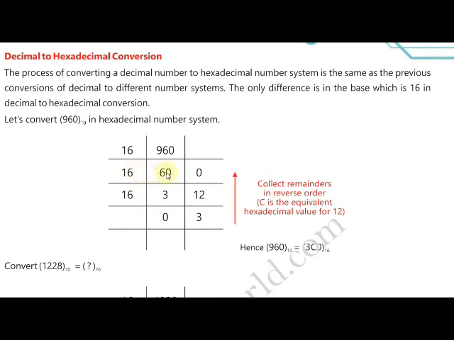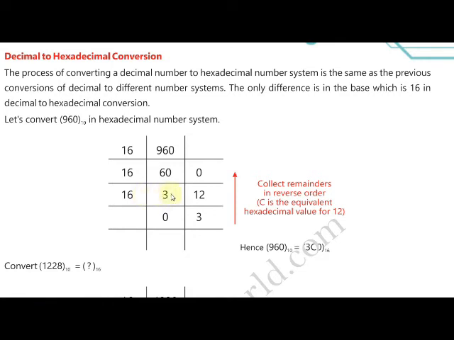So what is the quotient? 60. And what is our divisor? That is 16. 60 divided by 16, what will be the remainder? It's 12, and the quotient is 3. You can see the quotient is less than 16, so you cannot divide this quotient, otherwise you will get a float value. And there's no use of a float value, so we keep that value as it is, without dividing it into decimal places.